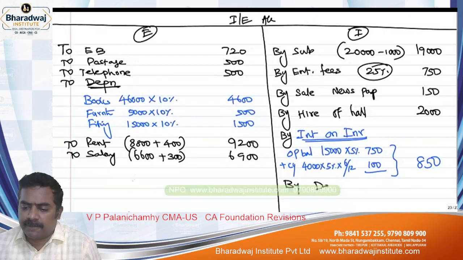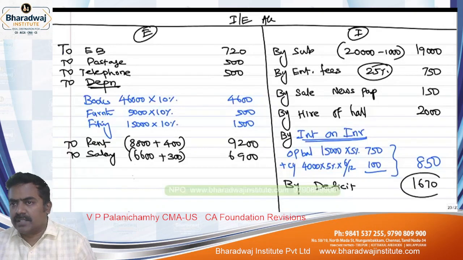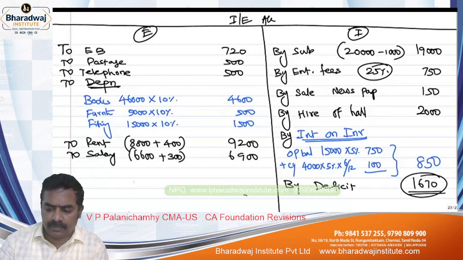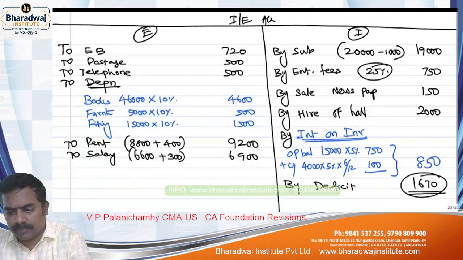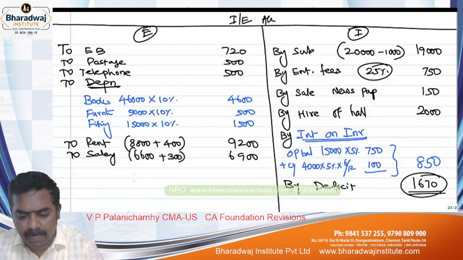Tally பண்ணா by deficit. What is the deficit? 1670. Try to do the balance sheet next.